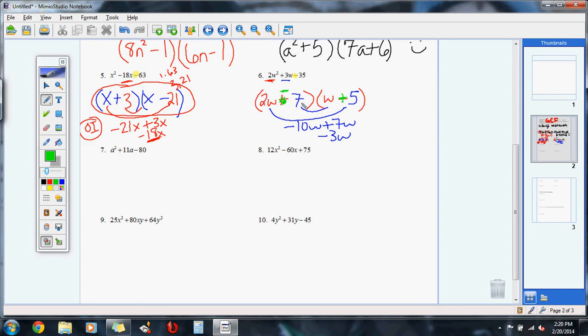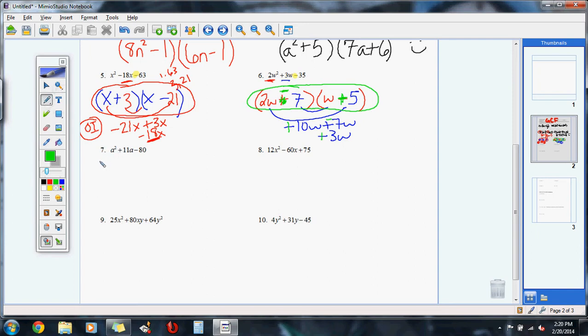So 2w minus 7, w plus 5 here is the correct answer to this problem, because that'll change these signs to a positive there, negative there, positive here, and that's exactly what we wanted. All right, moving right along with these trinomials.